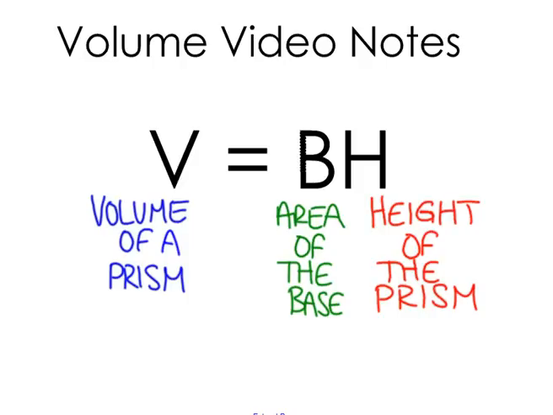And now when we bring down the equal sign and a multiplication symbol, since that's really what BH represents, area of the base times the height, we have this formula. Please make sure that you're actually thinking about this as area of the base multiplied by height of the prism. This is different from base times height, so just be careful when you're talking about it.